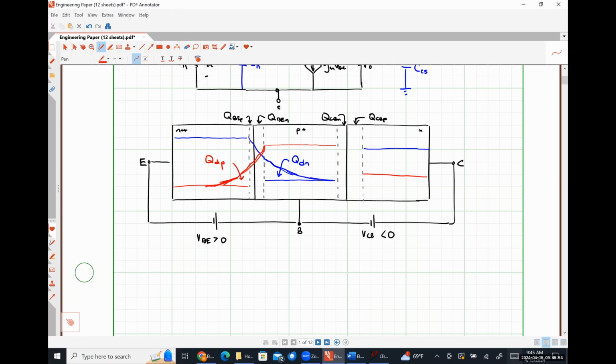So we have depletion capacitances for both of our junctions, because there is going to be a depletion region, even if it is forward bias and reverse bias. And then we have diffusion capacitance explicitly for the base emitter junction, because we have minority carrier injection into the other region, right? So let's start by looking at this diffusion capacitance.